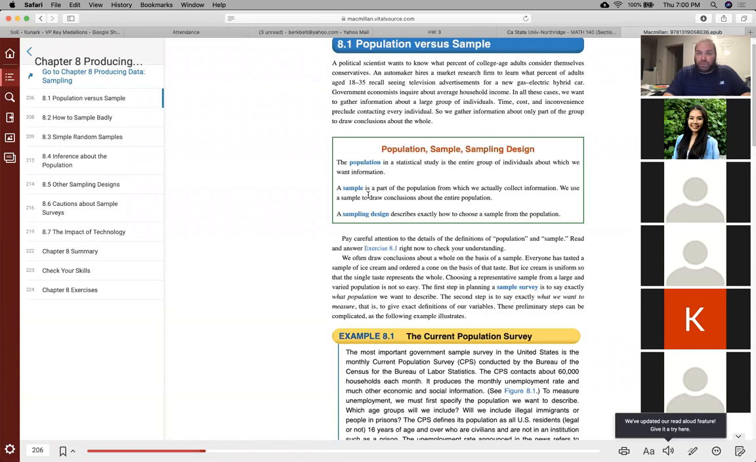Now, there are many different ways you can sample. The method by which I sample is called a sampling design. A sampling design describes exactly how to choose a sample from the population. In this chapter, we're going to learn, I think, four, maybe five different methods by which you can take a sample. But that's what's called the sampling design. Make sense so far? Any questions?